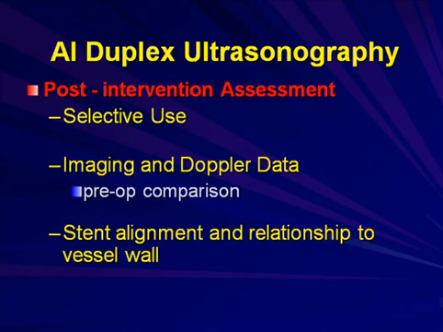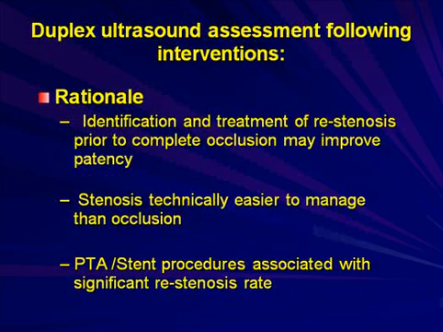We'll move on now and go from the pre-intervention to the post-intervention assessment. This is done with selective use. We're going to use both imaging and Doppler data just like we did in the pre-intervention and look at that pre-op for comparison. If there was a stent placed along the course of this intervention, we're going to look very carefully at that stent alignment and the relationship to the vessel wall.